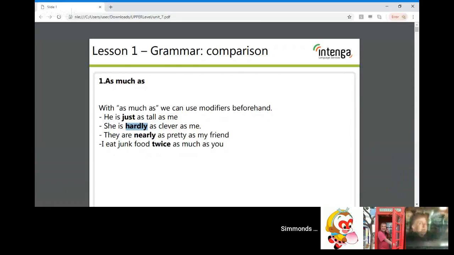Now, the word hardly is one of those difficult adverbs that we have. Let me start off, or let me write this phrase. Okay.